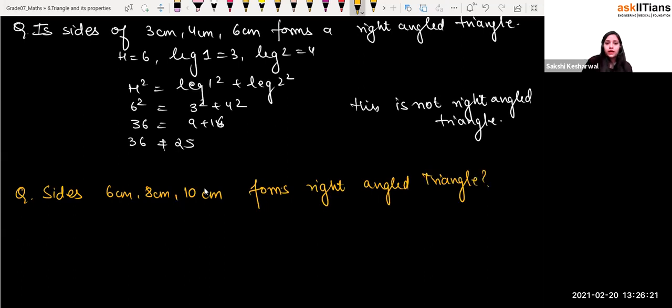Okay. So what is the hypotenuse? This one is the greatest size. So the hypotenuse is what, beta? 10, and leg 1 is equal to what, beta? 6 centimeter, right? And leg 2 is equal to what, beta? 8 centimeter, right? And the hypotenuse is 10 centimeter.